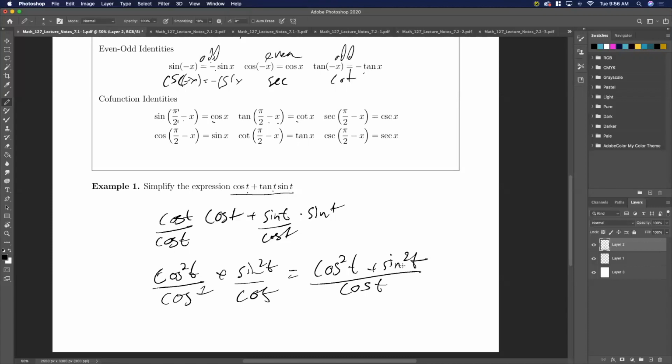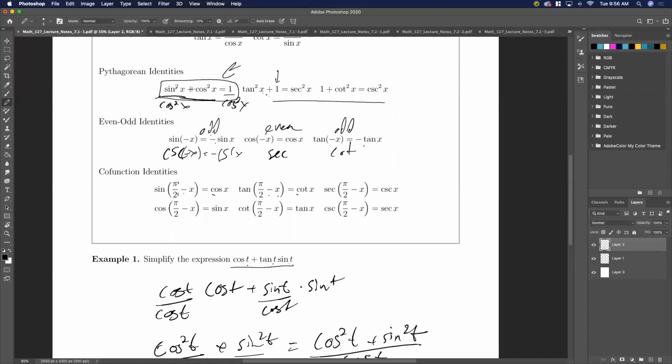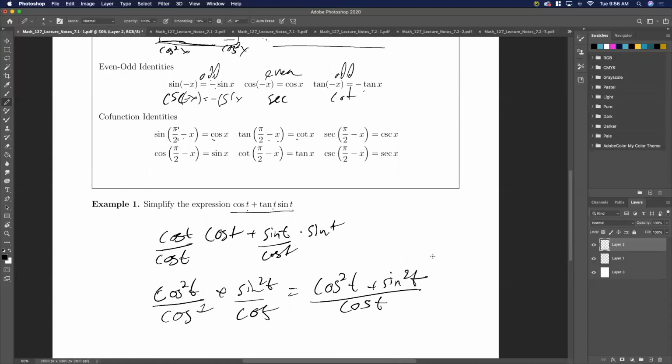All right, now I know another identity. Cosine squared t plus sine squared t is 1. So this is just 1 over cosine of t, which is equal to secant of t. And so when I get this all said and done, I've simplified this as much as possible to secant of t.